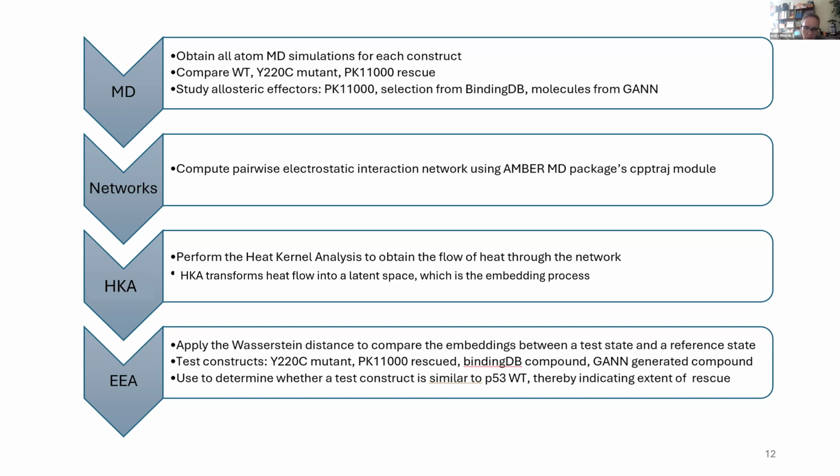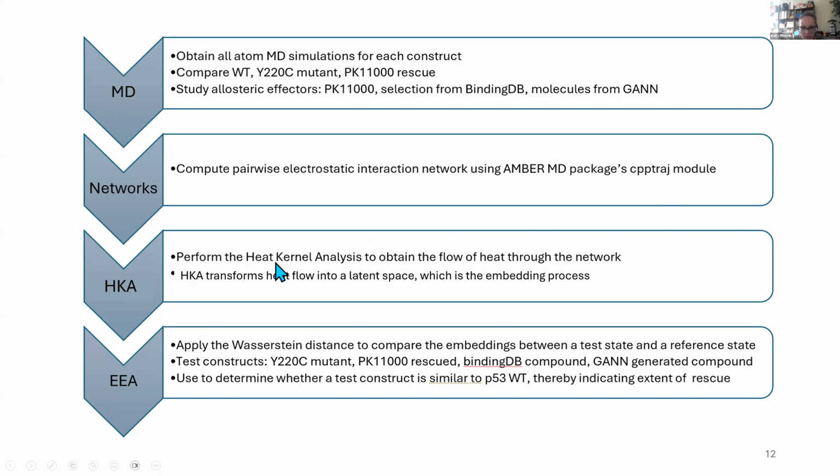So the first thing one does is they get the simulations, which I already mentioned we had. We'll have the wild type, mutant, and PK11,000 rescued, and then we're going to study these other ones from the second study. Then we can compute the pairwise electrostatic interaction network using some already existing well-established software called Amber for molecular dynamics simulation. We then can proceed to do the heat kernel analysis.